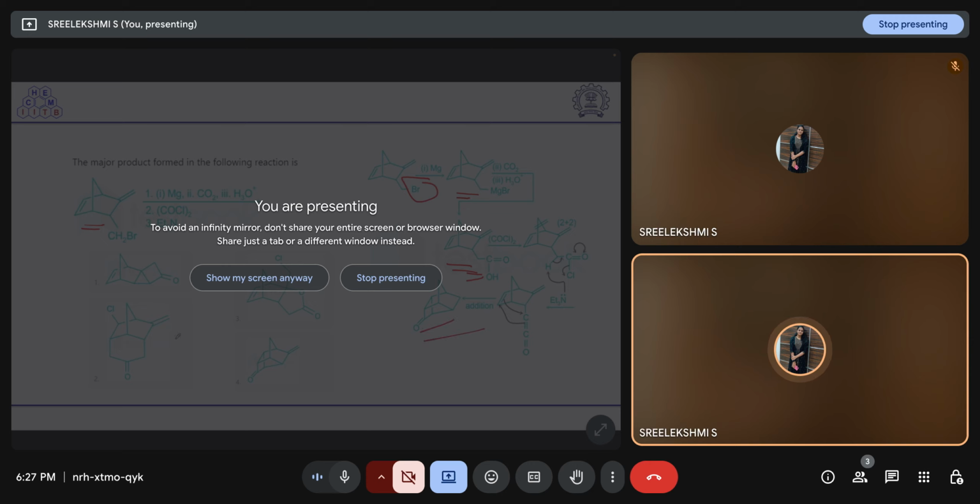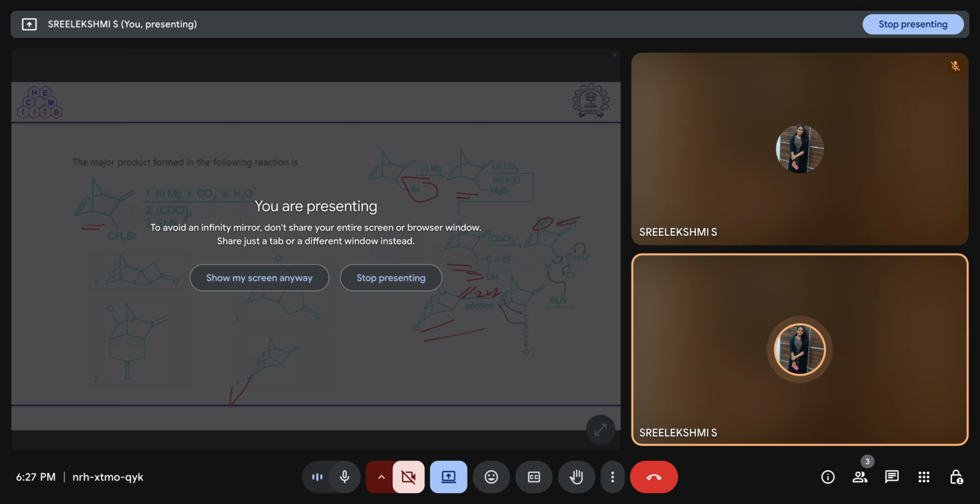So the correct answer would be, here this double bond is there, and this 2 plus 2 should be at this position, and this also should not be there. There are some mistakes in this ChemDraw. So the correct answer would be option 4.